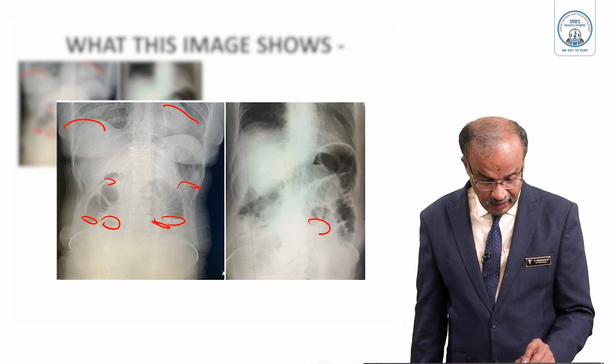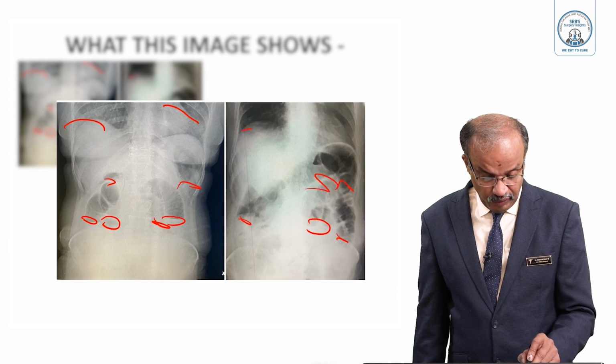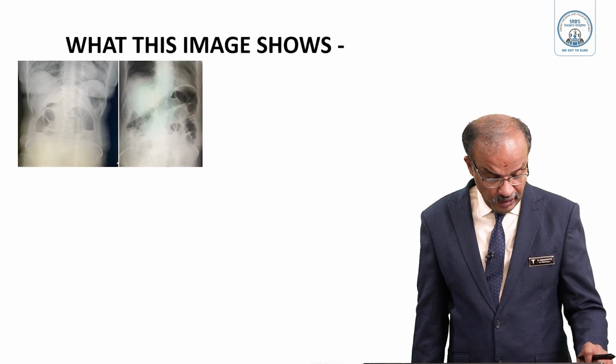Another X-ray, different patient, of course, dilated bowel again, multiple air fluid levels. Diaphragm is seen here. So multiple air fluid levels, you can see that. So this is a plain X-ray abdomen with the lower chest.